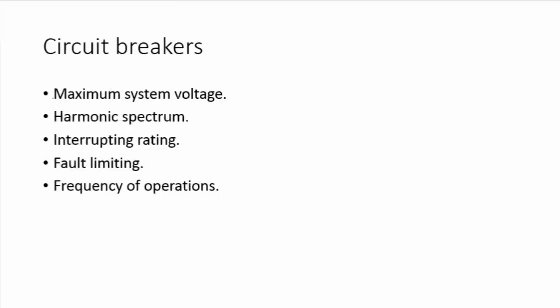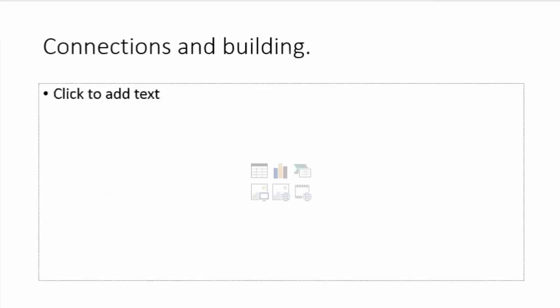The circuit breaker really has no specific recommendations. You just have to watch out for the maximum system voltage, the harmonic spectrum for the over voltage and the over current. Check out the interrupting rating, which is the short circuit rating for the bus, and the frequency of operations. Now, the standard has some recommendations for the connections and building of the filter. I did not include these because they are common sense.